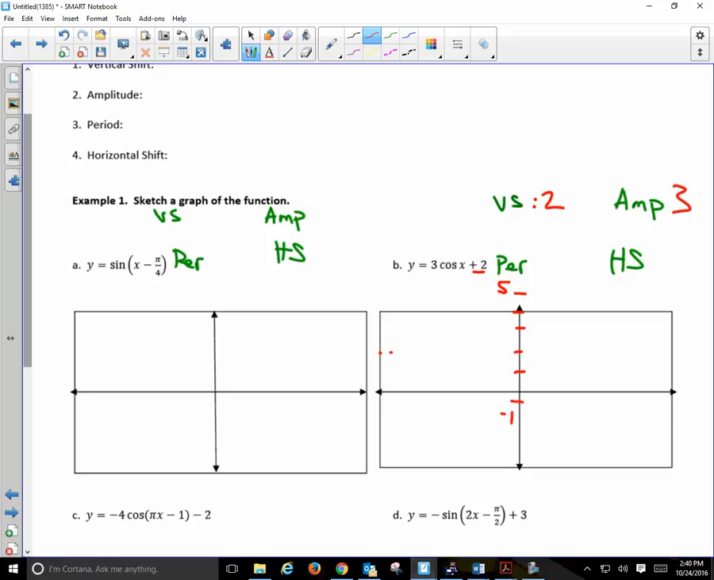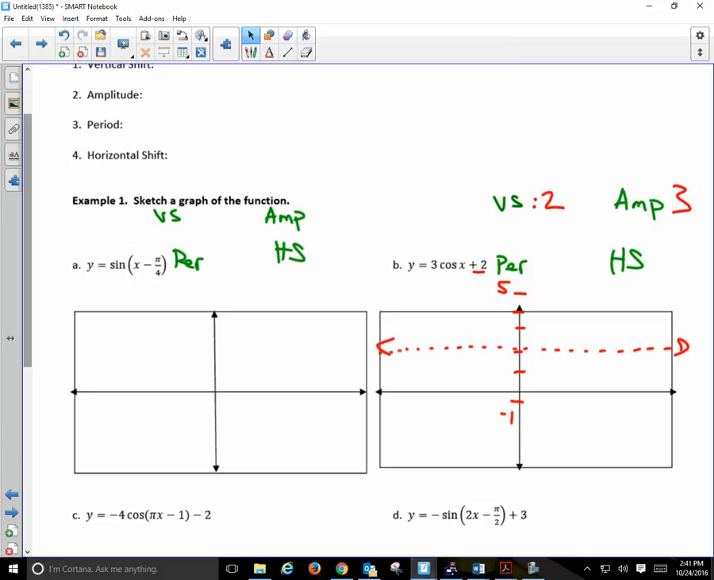So you can see, and I just draw this axis right down the middle, okay? That's my vertical shift. And from there, I'm going to go up 3 to 5, and I'm going to go down 3 to -1. So everything shifts up 2 units. We're okay with that?